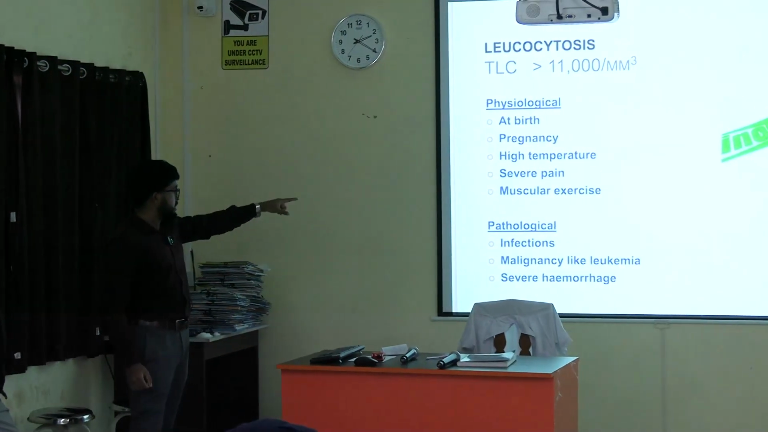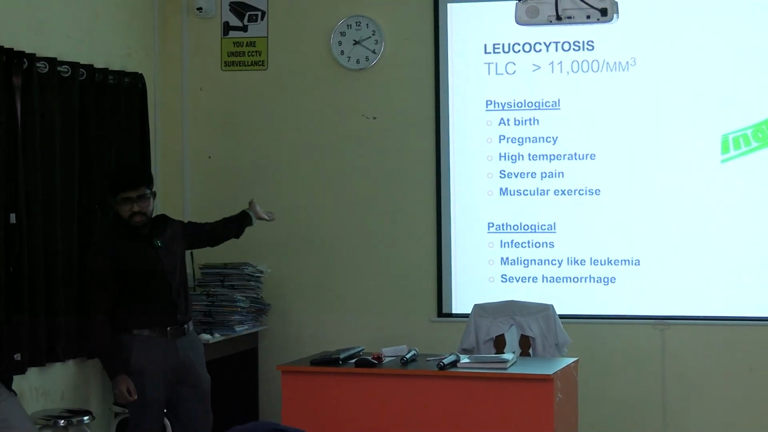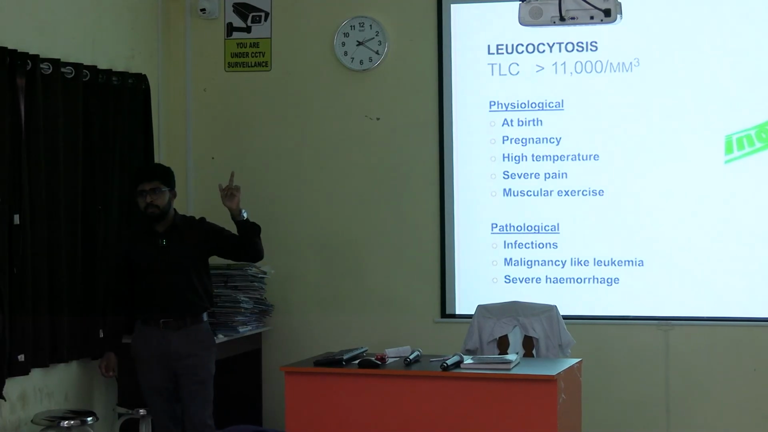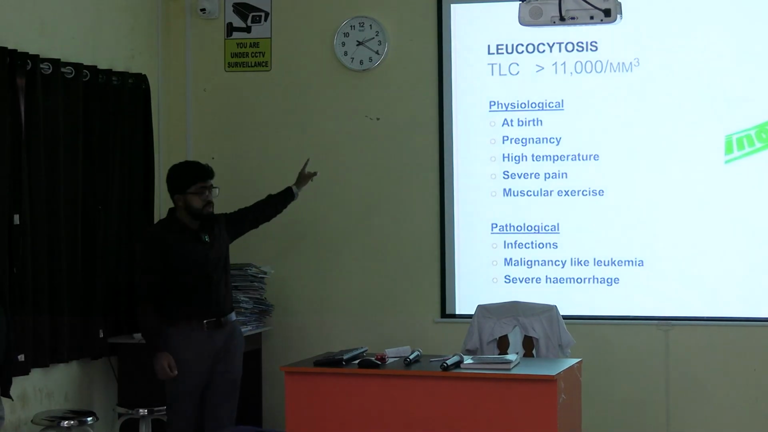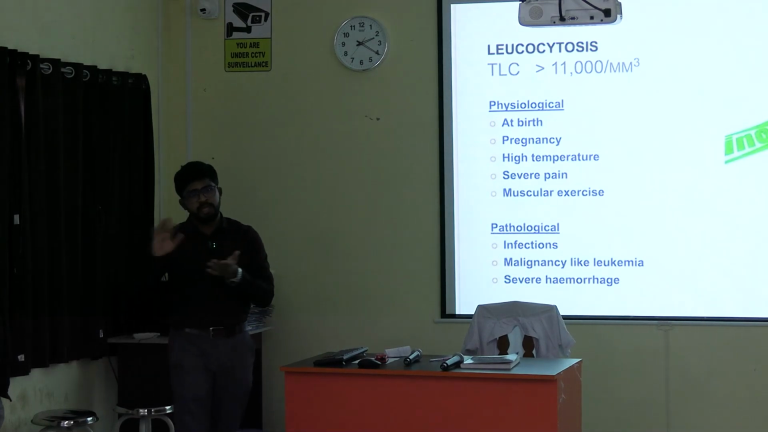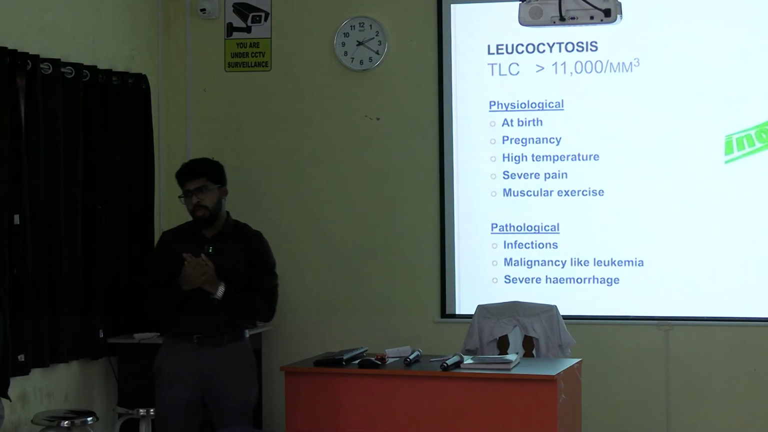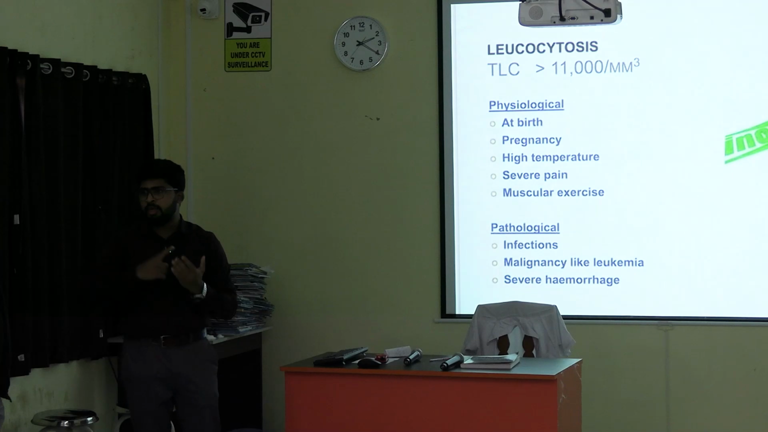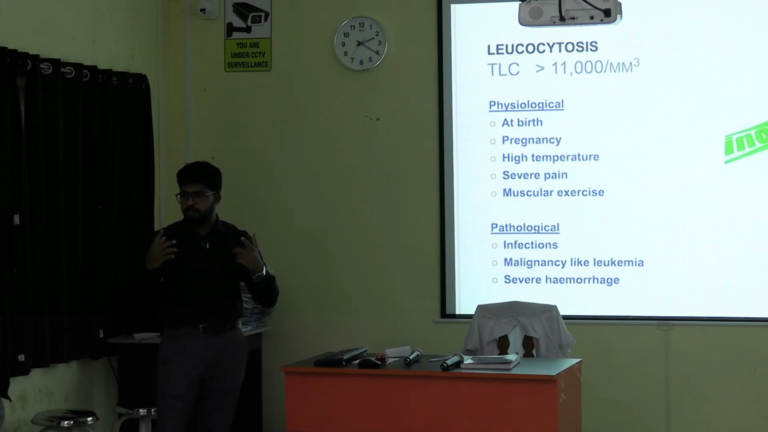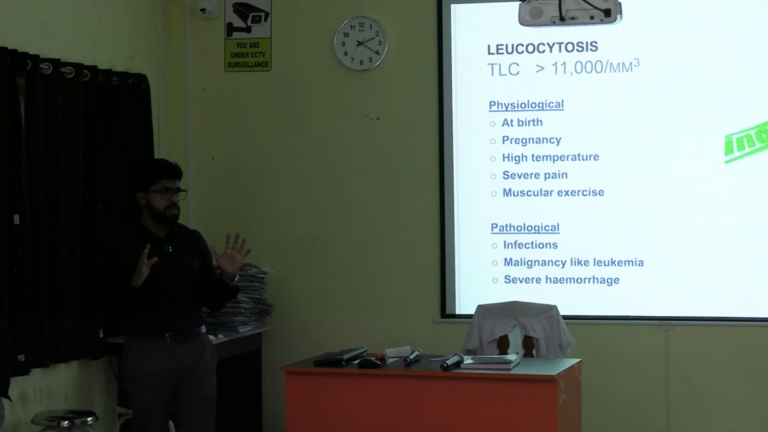Then there is muscular exercise, there is pregnancy, I have told you, there is high temperature. What happens in high temperature? This basically comes under physiological. You know, high temperature means fever. Fever basically comes under some pathological causes. So for any pathological causes, for example infections, in most cases of infection what we find is there is fever. So your body tends to fight those infections by increasing the amount of WBCs in our blood.